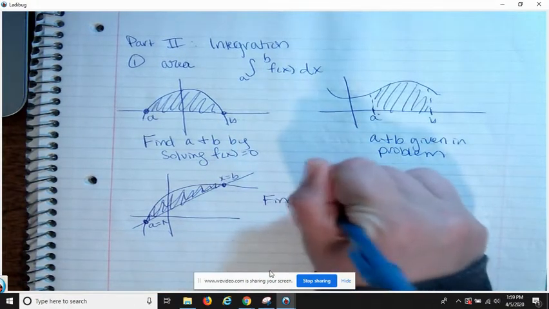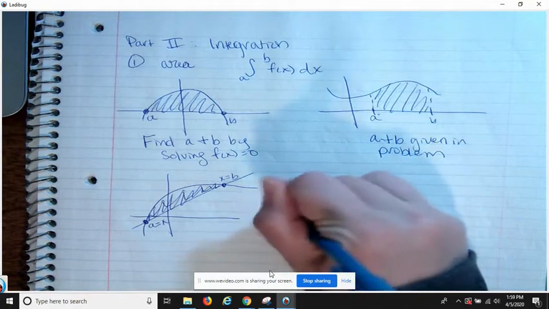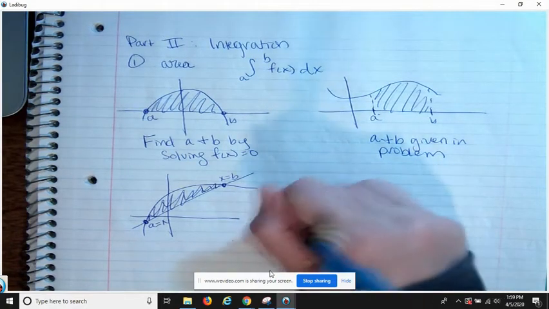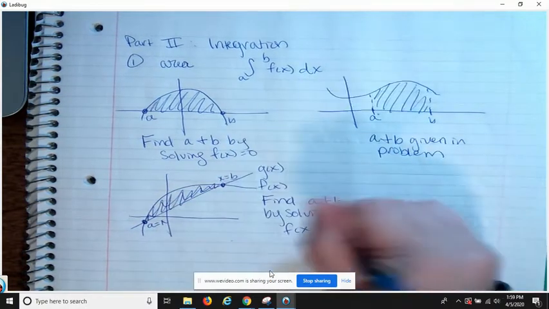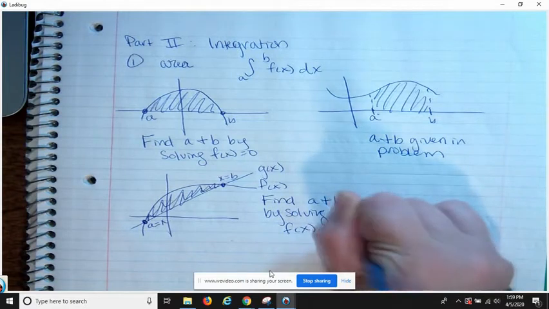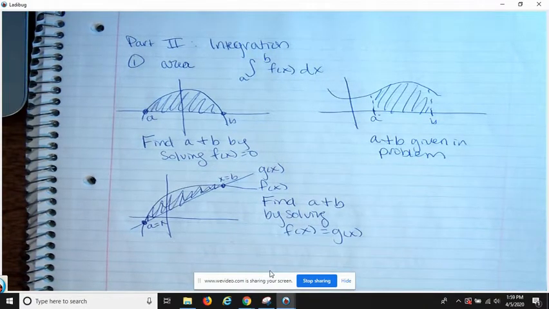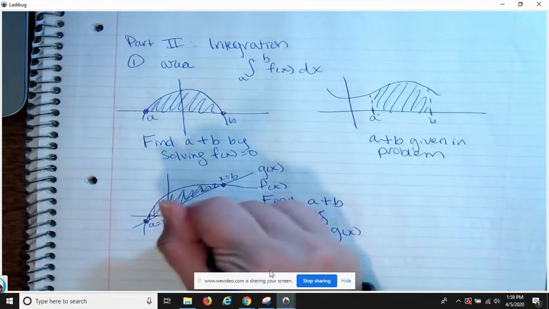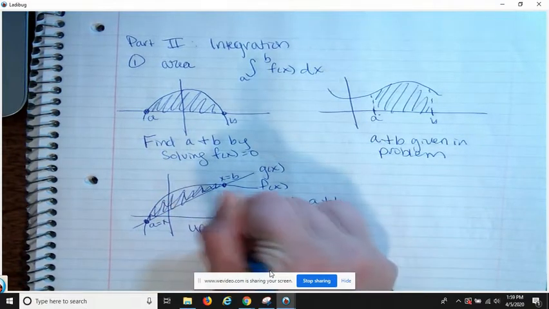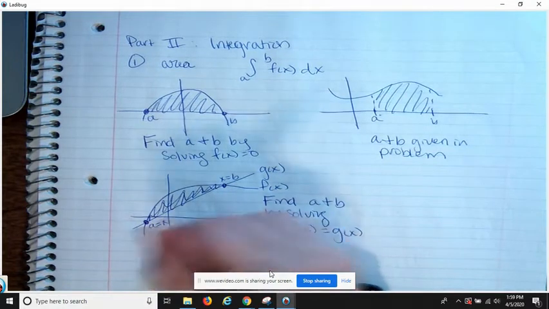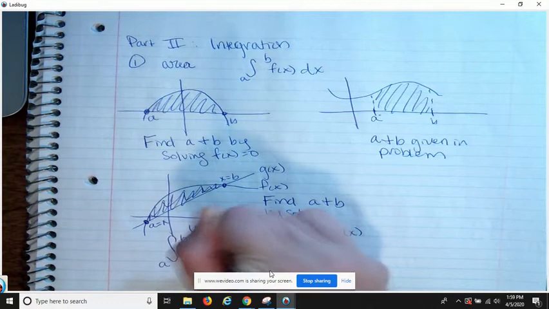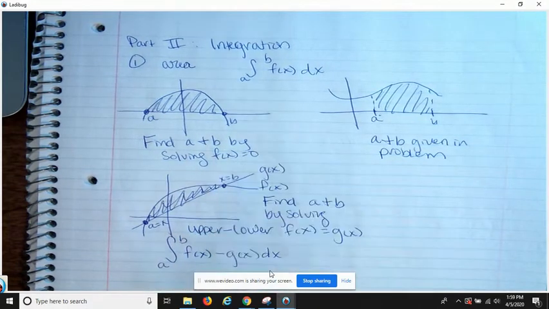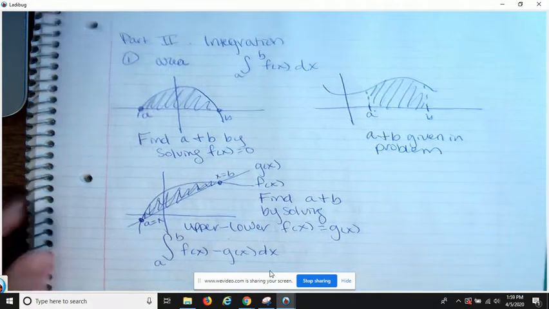So here we find a and b by solving f of x, so here's f of x maybe, and here's g of x, equals g of x, okay? And you'll find those a and b points. And you always take your upper and subtract your lower, right? So here we would have the integral from a to b of f of x minus g of x dx, okay? And your last application here is going to be volume.